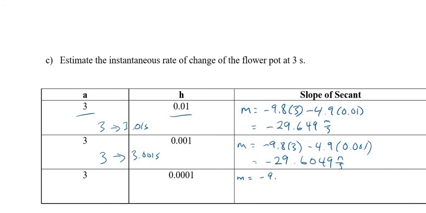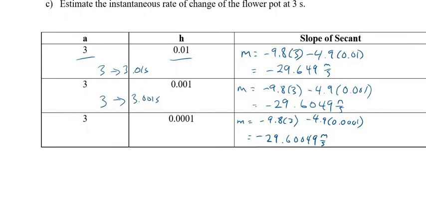So negative 9.8 times 3 minus 4.9 times 0.0001. And you plug that in, it becomes negative 29.60049 meters per second. So what happens is, as you make that interval smaller, as we get closer to 0, that 4 and the 9 shift over, and eventually we end up with negative 29.6 meters per second.